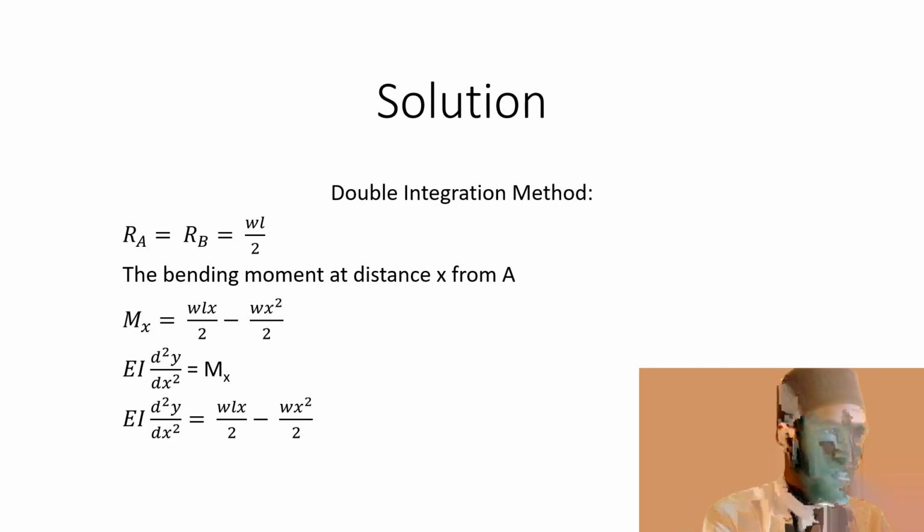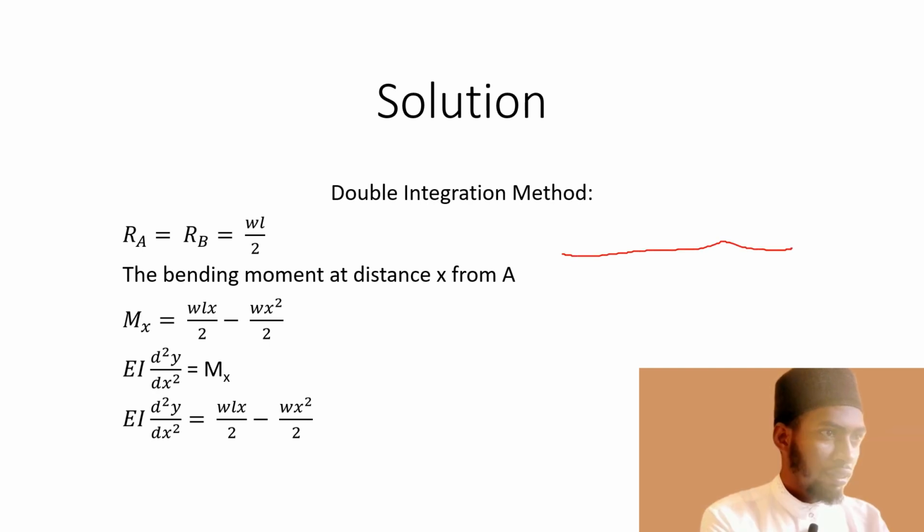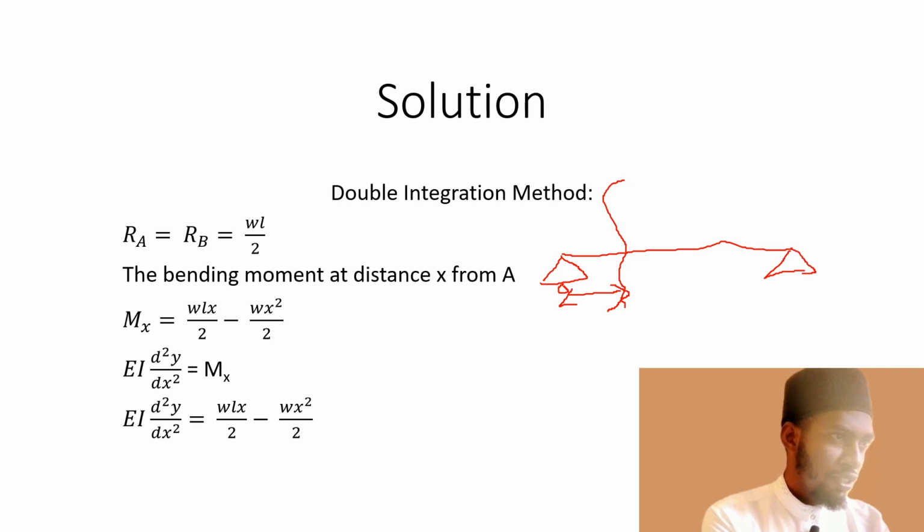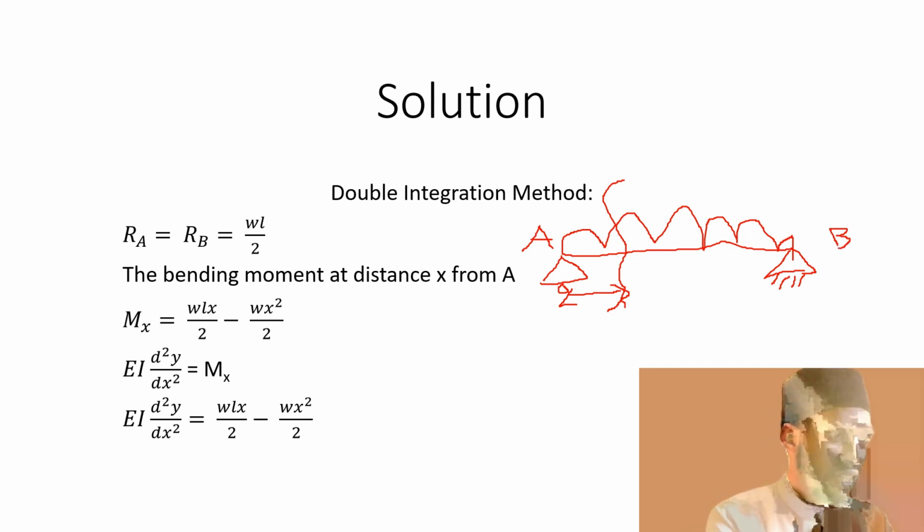What you are going to do is to cut a section and name it x. So this is our section x. Assuming this is the beam, and this side, let's say, is A, and this side is B. We know that the whole length is L, so we are going to call this side x. That's the section we cut.